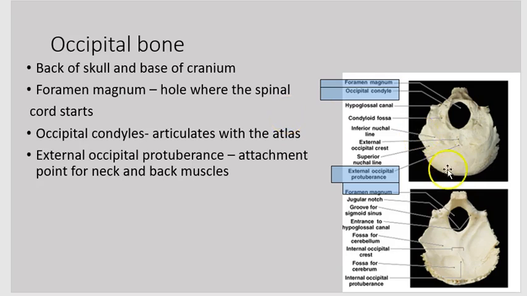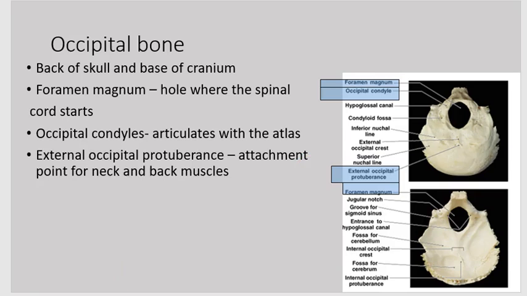You also have occipital condyles. We talked about condyles before. And condyles are going to be these smooth areas where two bones come together. And so where your first cervical vertebra connects with the occipital bone, it does it at these condyles.